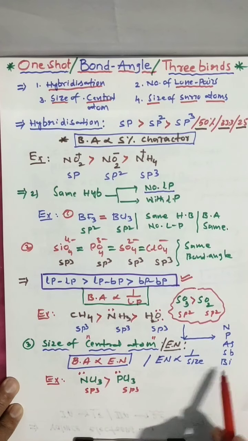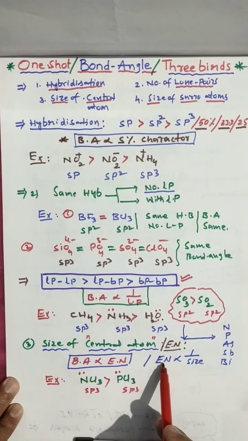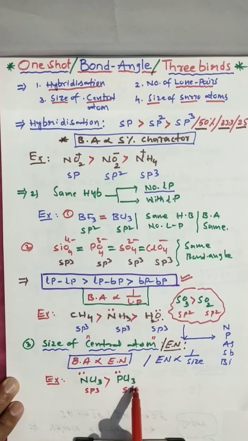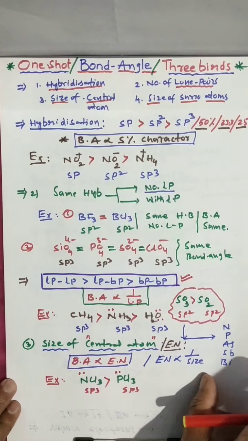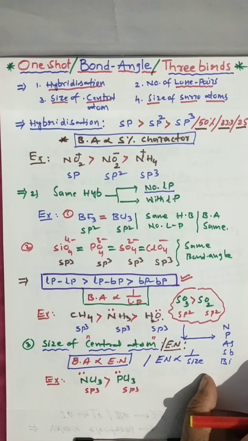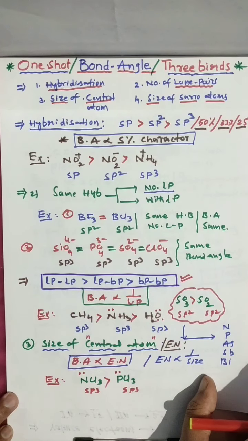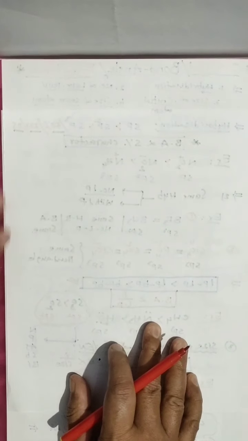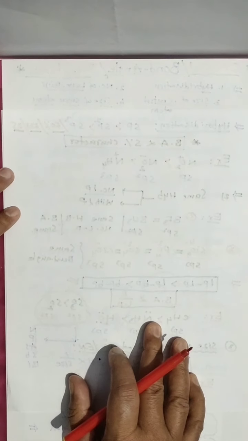Down the group size increases, electronegativity decreases, bond angle decreases. So NCl3 has a larger bond angle than PCl3. See, very tricky. You can score any type of bond angle question without any problem. One more example I will give you, the best example I am giving you here.